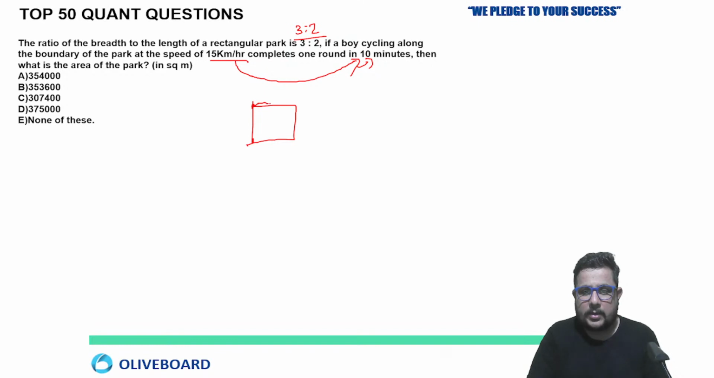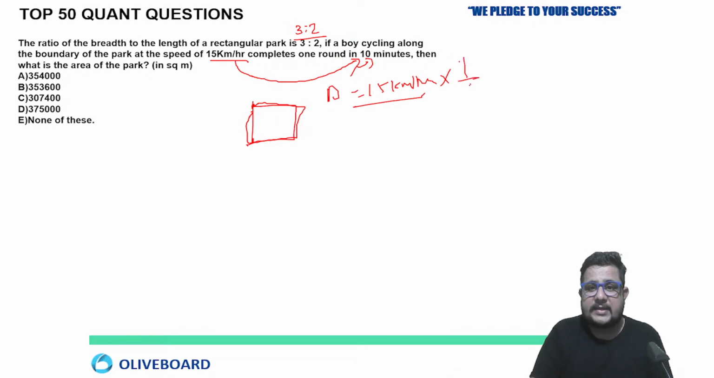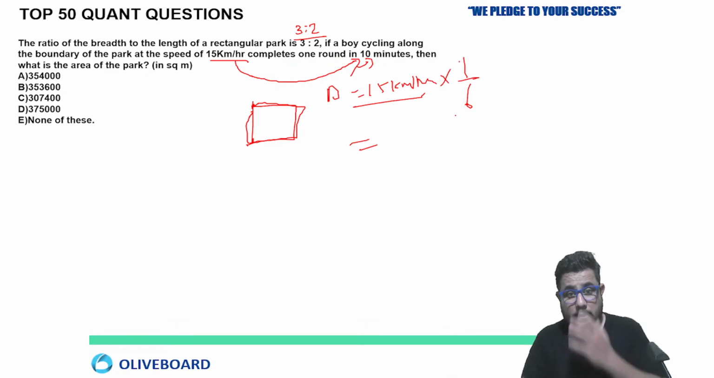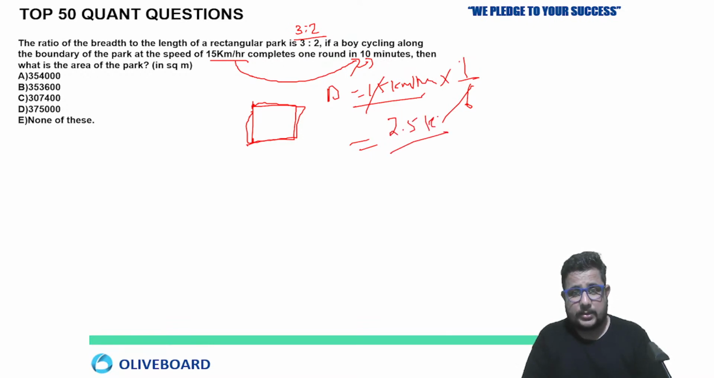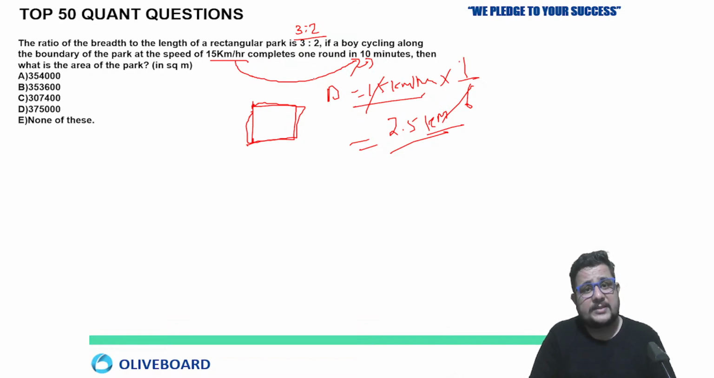If he starts from here and covers this total distance in 10 minutes at the speed of 15 km per hour, then distance is speed multiplied by the time taken by him. So 10 minutes is 10 by 60, 1 by 6 hours. Now you can take the distance in kilometers here, so 2.5 kilometers. Is this clear? Yes. Now 2.5 is the total perimeter.